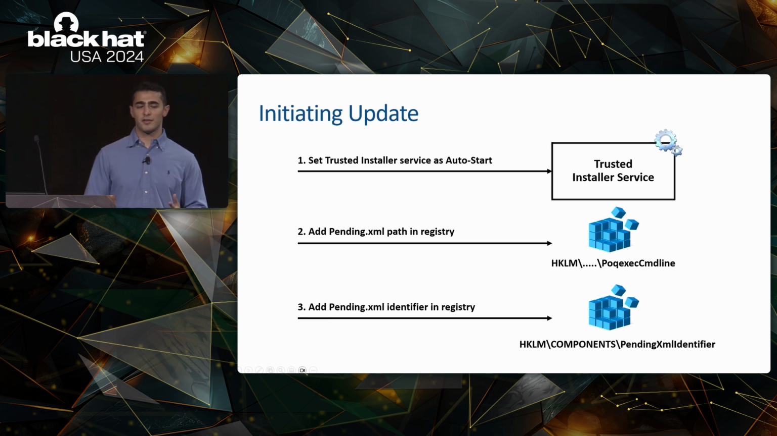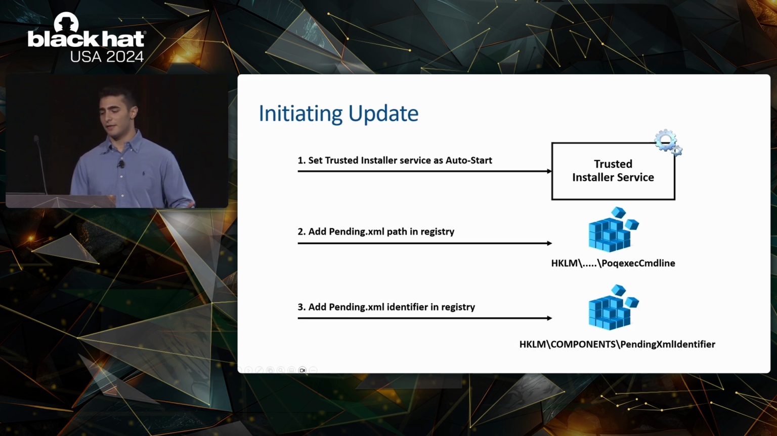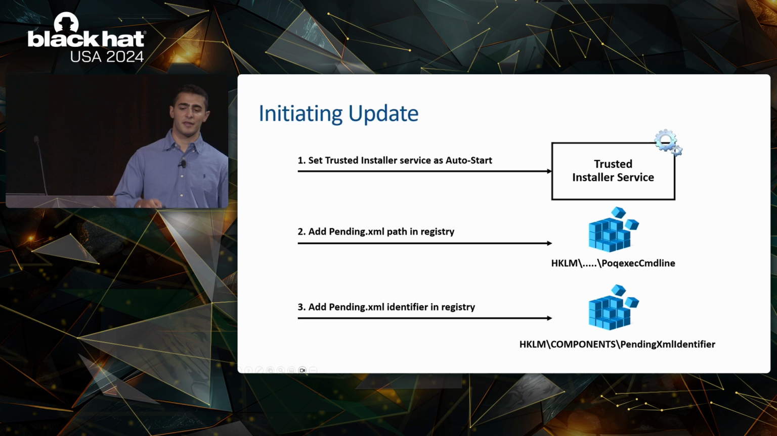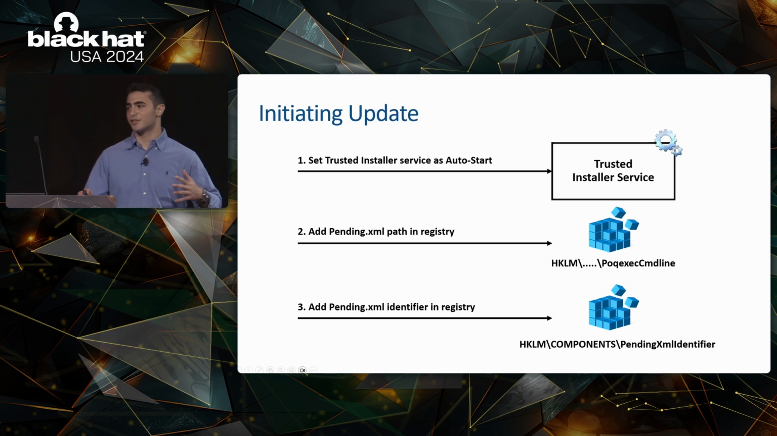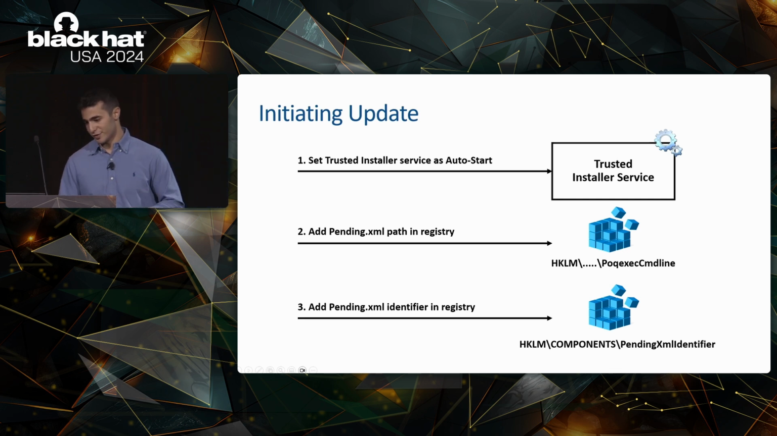To initiate an update, all that is needed is to set the trusted installer service as auto-start and add the action list and this identifier in the registry. The identifier is a dynamic number which is compared with the action list identifier. So the identifier is needed for integrity purposes, but since we control both the identifier in the registry and in the action list, we can just adjust them accordingly. And the most important thing is that none of these three actions is trusted installer enforced.